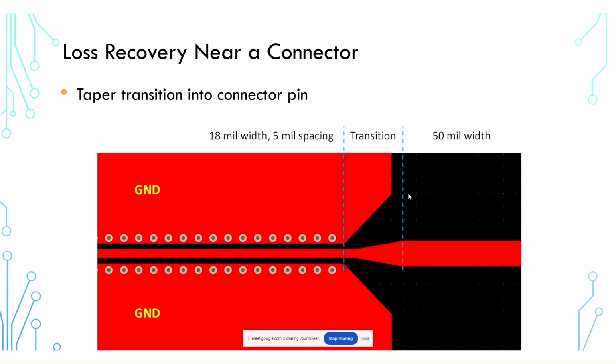Now, here we have a transition region where we've applied a taper. So this taper is intended to very gently smooth out the impedance transition between the thin trace and the wide trace. And what that does is it reduces reflection for the signal coming in on this RF line and then going into our connector pin.